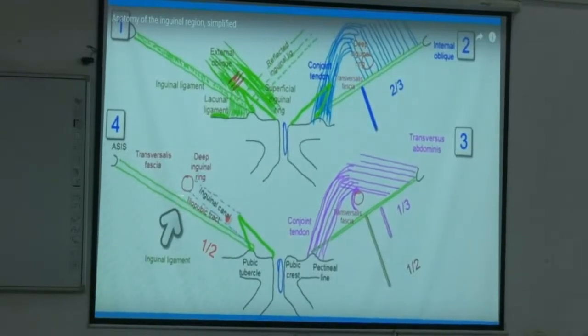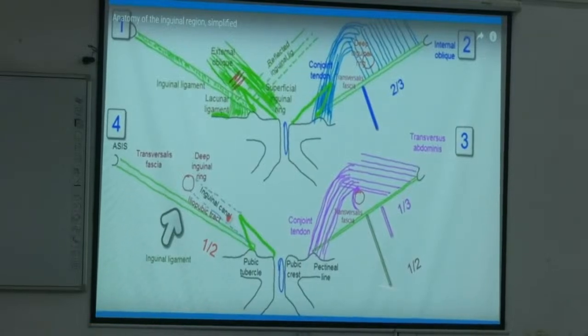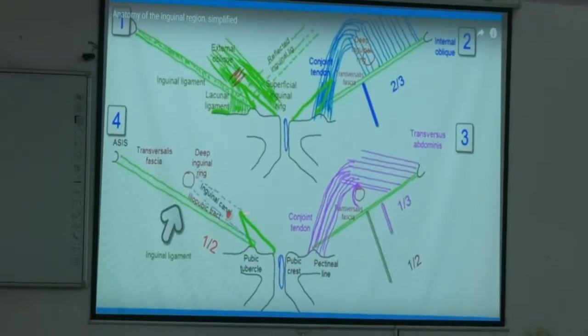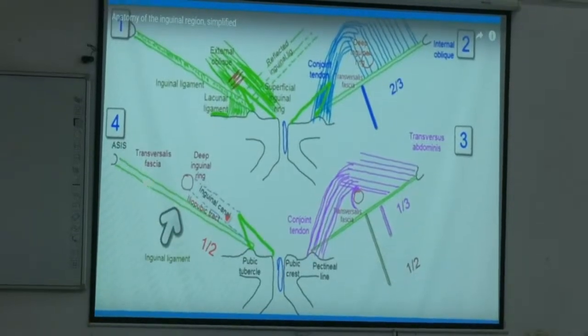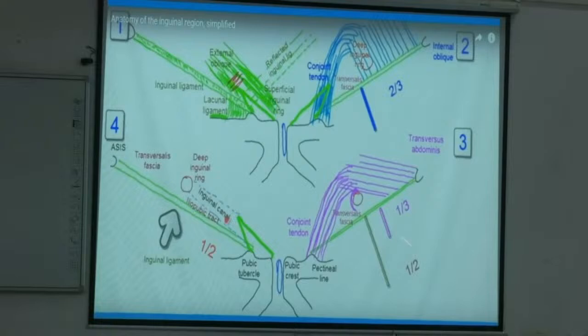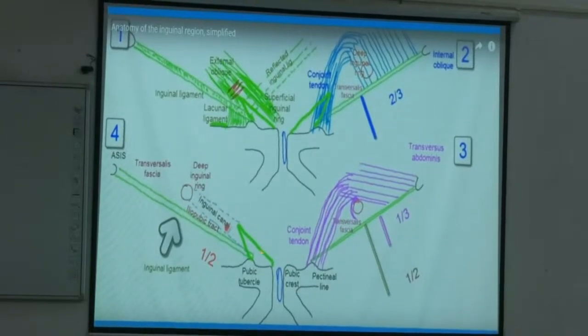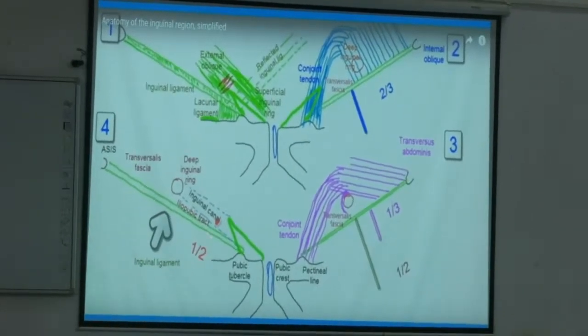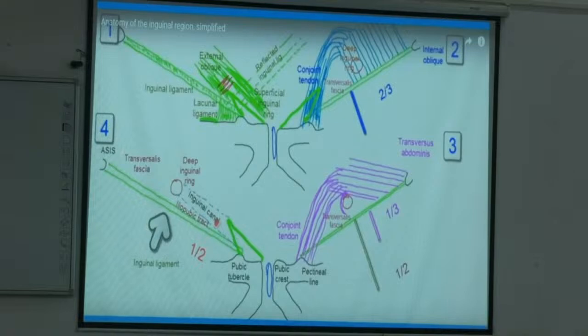Deep inguinal ring is almost rounded, but superficial ring is triangular in outline, formed by two crura, medial crus and lateral crus, and joined by intercrural fibers. Okay, and this is the floor. Floor is formed by this inguinal ligament, and on the medial part lacunar ligament, and reflected part of the inguinal ligament. And see here the inguinal ligament is attached at the anterior superior iliac spine and pubic tubercle.